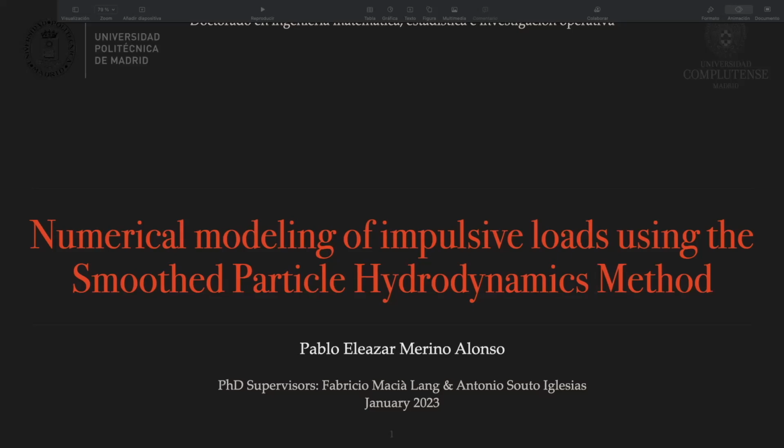So today I am going to present the work that I have developed during the completion of my PhD thesis entitled Numerical Modeling of Impulsive Loads using the Smoothed Particle Hydrodynamics method. This thesis has been developed in the context of the program in mathematical engineering, statistics, and operational research. My PhD supervisors have been Professor Fabricio Macialan and Antonio Souto Iglesias.